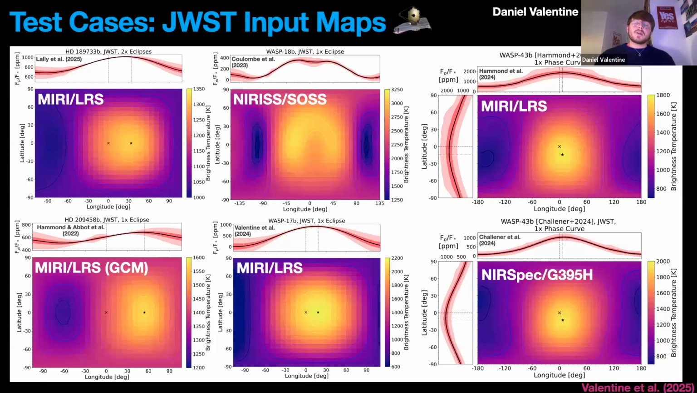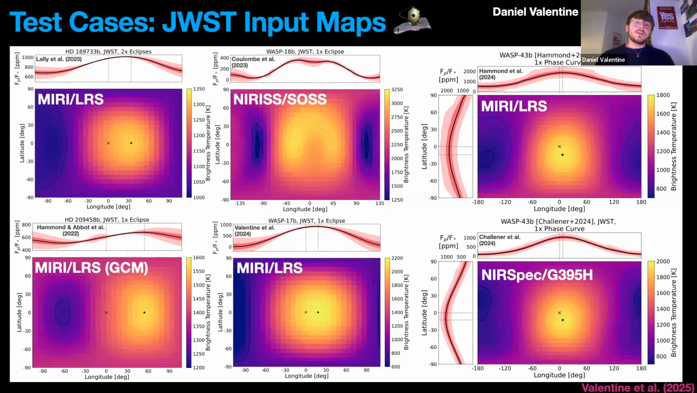To test Ariel's mapping abilities, the natural first step was to take all of the published JWST eclipse maps, with the addition of this HD 209 simulation in the bottom left for completeness of the canonical hot Jupiters, and use them as test cases in order to directly benchmark Ariel's mapping abilities against those of JWST.